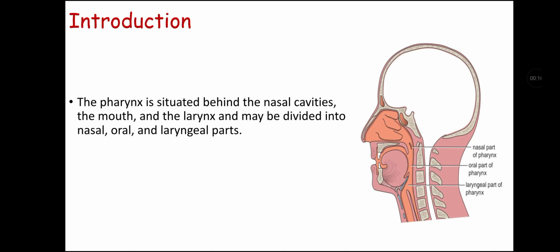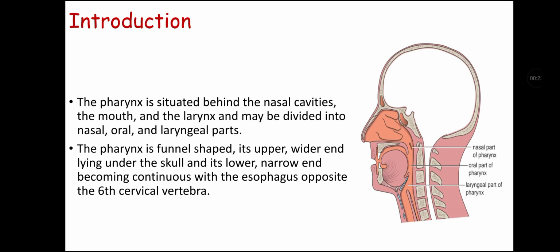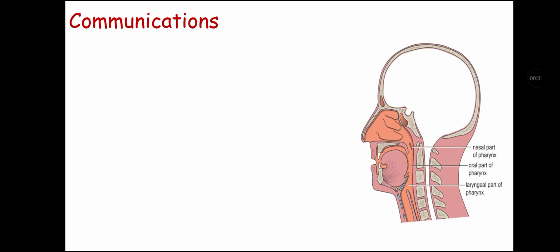Pharynx is situated behind the nasal cavities, the mouth and the larynx, and it may be divided into nasal, oral and laryngeal parts. Pharynx is funnel-shaped, its upper wider end lying under the skull and its lower narrower end becoming continuous with the esophagus, opposite to the sixth cervical vertebra.